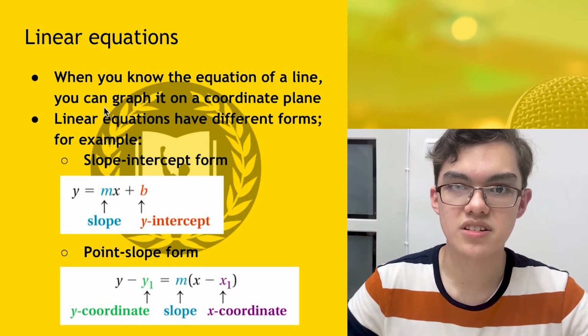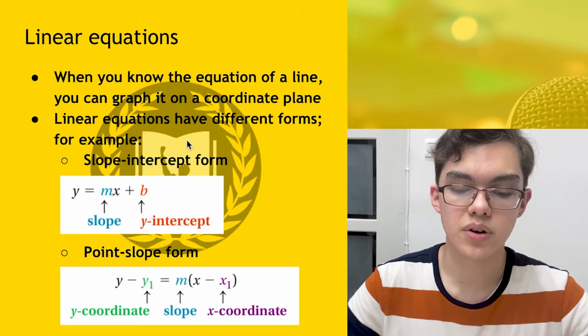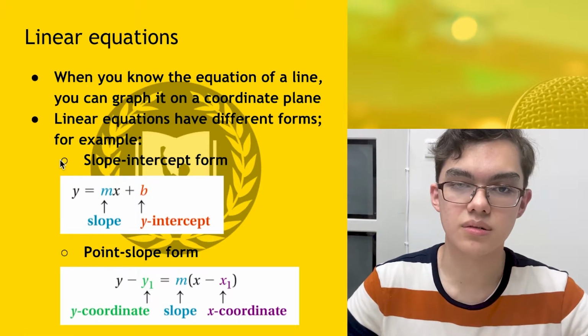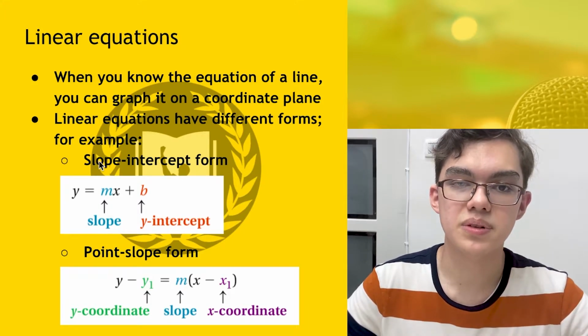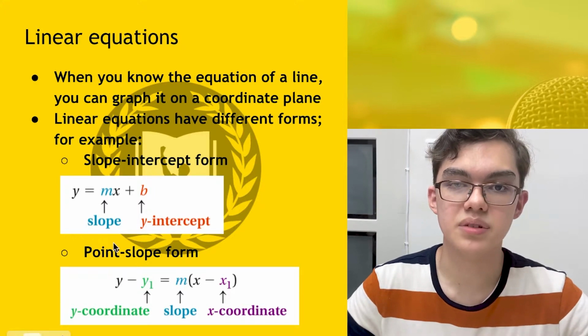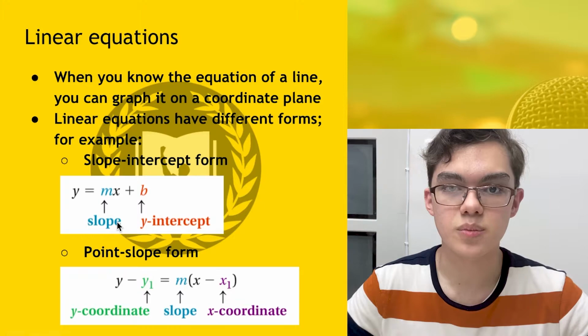And so linear equations can have different forms. For example, the slope-intercept form, we're going to use the slope and the y-intercept to represent a line. So we would write this out as y equals m, and we would replace m with the slope, x plus b, and we would replace b with the y-intercept. And that's the slope-intercept form.